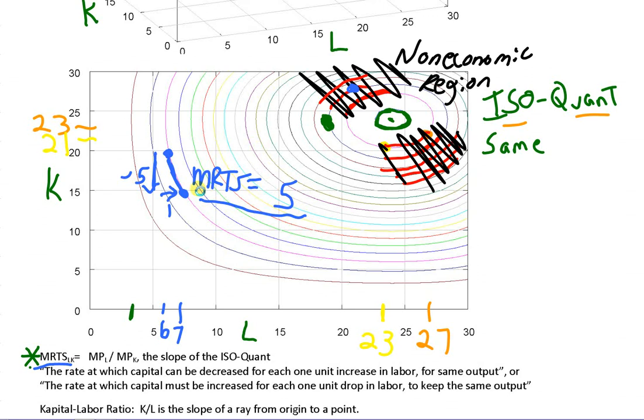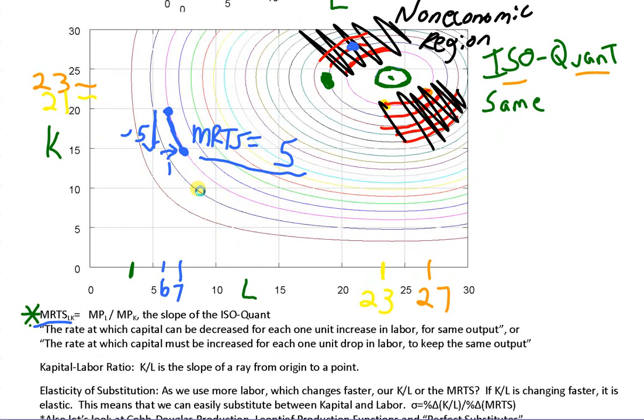What does that tell us? Well, let me tell you 2 ways to interpret that slope or that number in these sentences right here. You can interpret it either as, and these are basically saying the same thing, it's the rate at which capital can be decreased for each 1 unit increase in labor for the same output. And that's exactly what we were saying here.